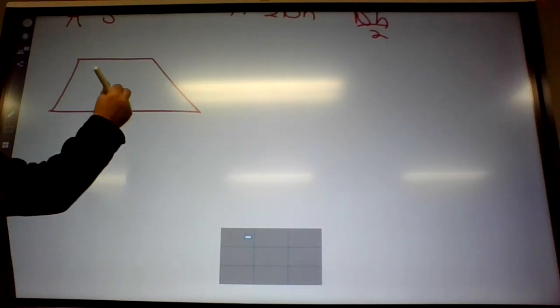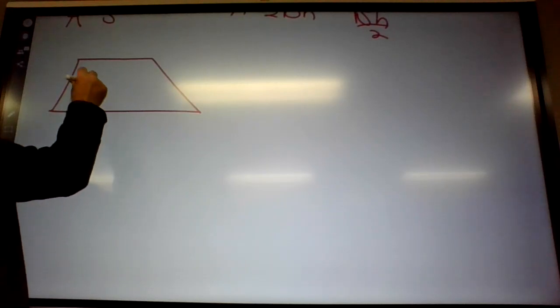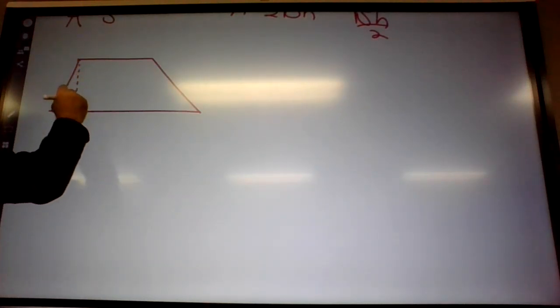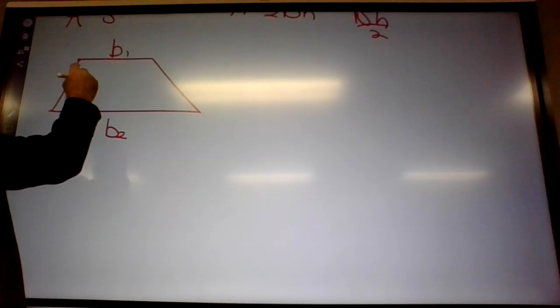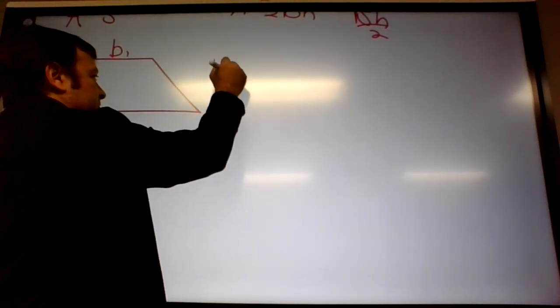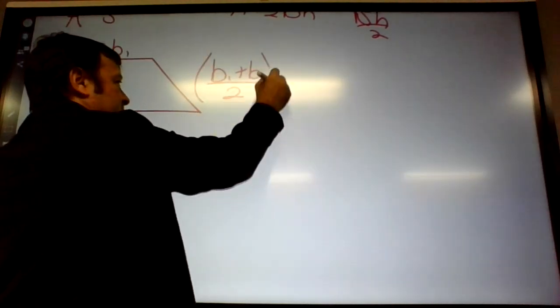Trapezoid: half times height times base plus base, or base plus base divided by 2. The average of the bases times the height. Instead of base times height, it's the average of the bases times the height.